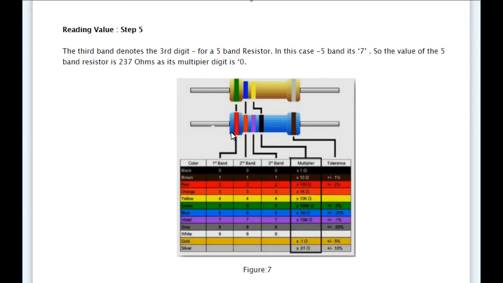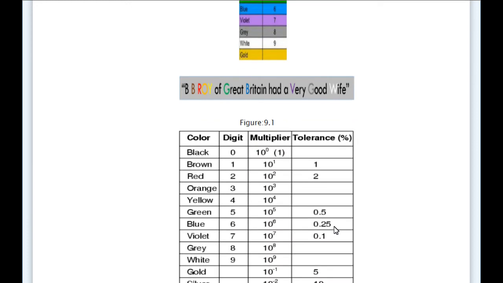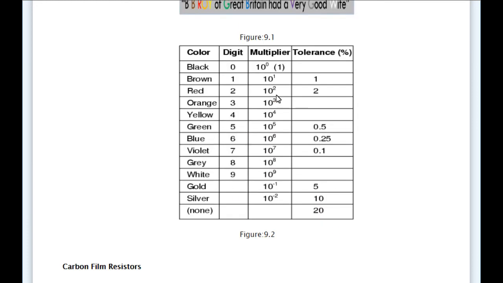In the same manner you have to decode a fifth band color code resistor also. The first 3 bands are your digits, the initial digits, and the fourth band is the color multiplier. According to the color, this multiplier value will be taken as 10 to the power 0, 1, 2, 3 and so on, and this is your tolerance band. This is the color code, as I have already explained. Black is 10 to the power 0, that means 1.